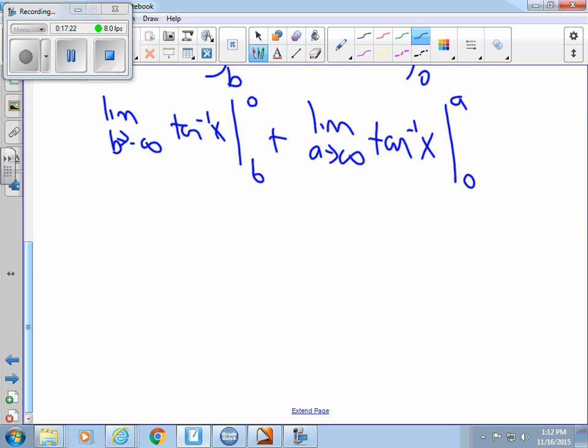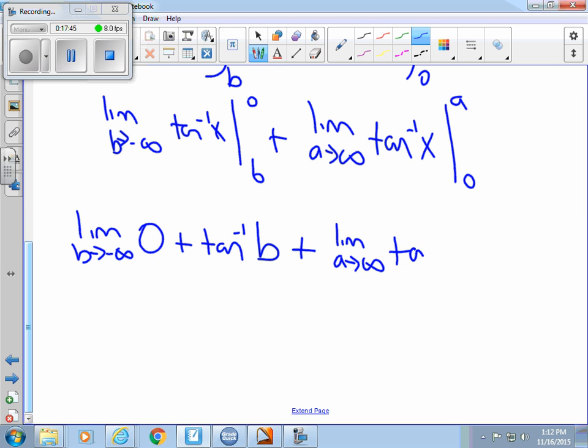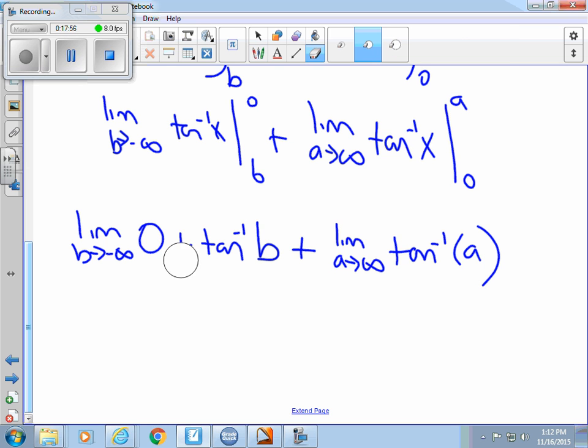I told you you knew how to do tan inverse of 0. Do you know the tan inverse of 0? 0. What's the value of tangent at 0? And it is 0. So I get 0 plus the tangent inverse of b, the limit as b approaches negative infinity, plus the limit as a approaches infinity of tan inverse of a. By the way, that's minus 0. That should be minus.